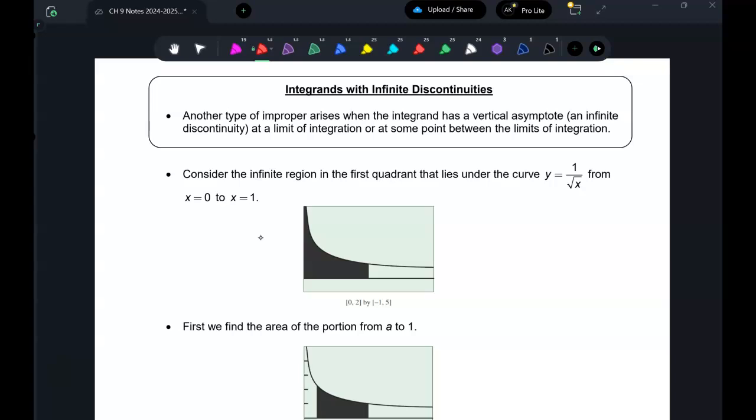Okay, this was the other thing someone was asking about. These are not the only type of improper integrals. We can also have vertical asymptotes, right? So take, for example, 1 over root x. There's a vertical asymptote at 0. But that doesn't mean that we can't evaluate it necessarily.